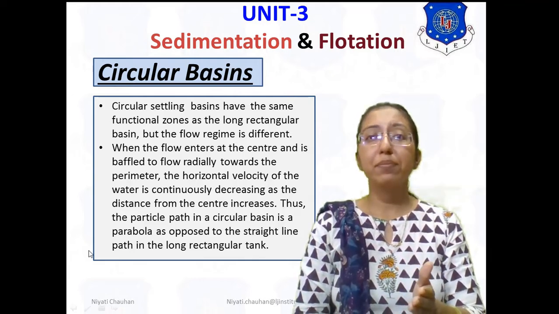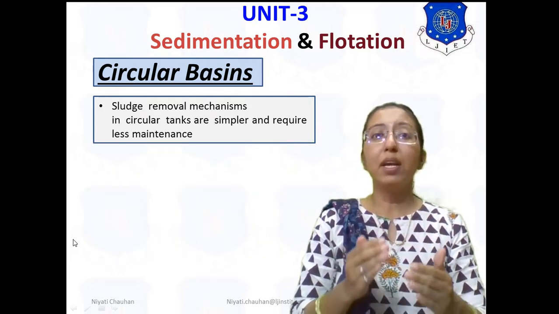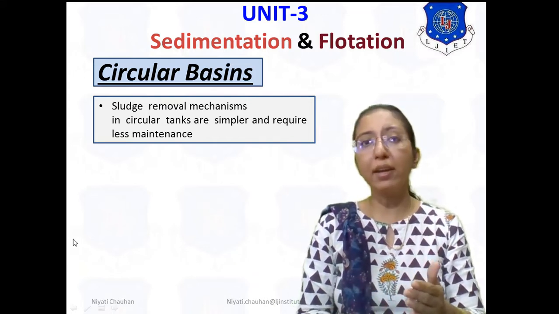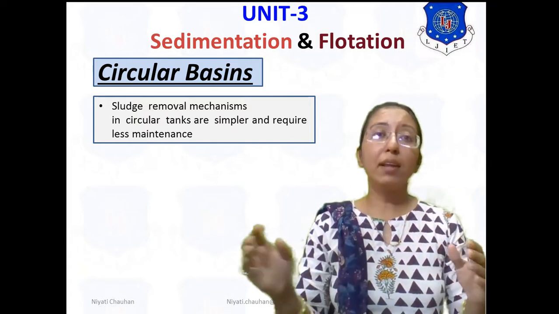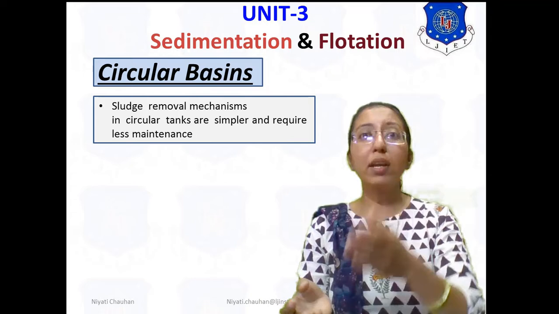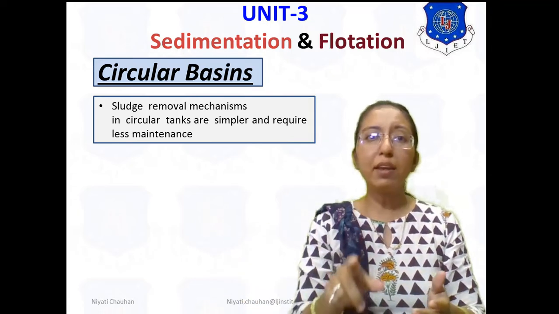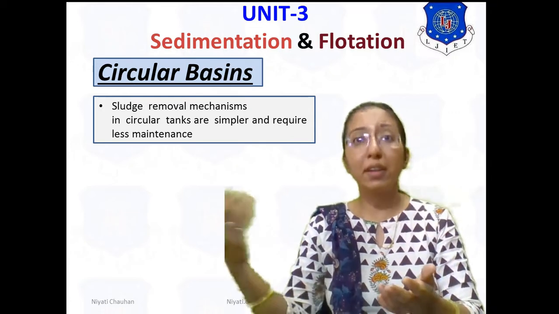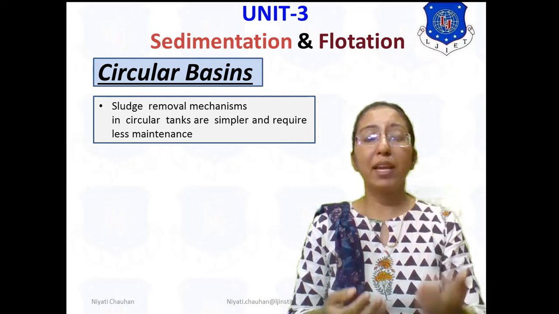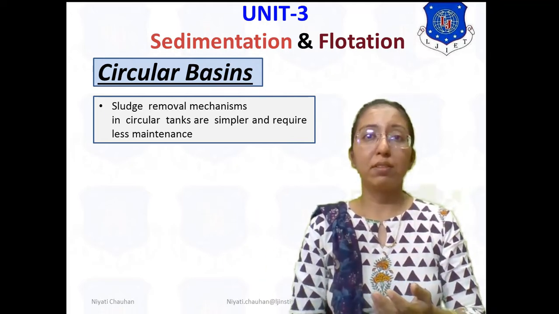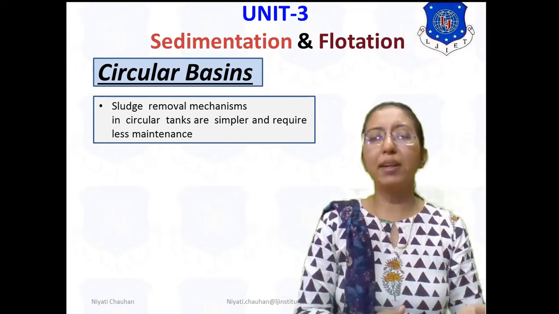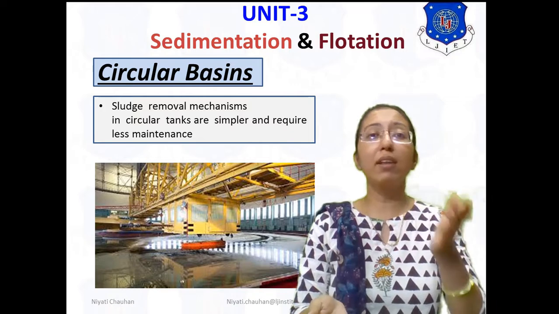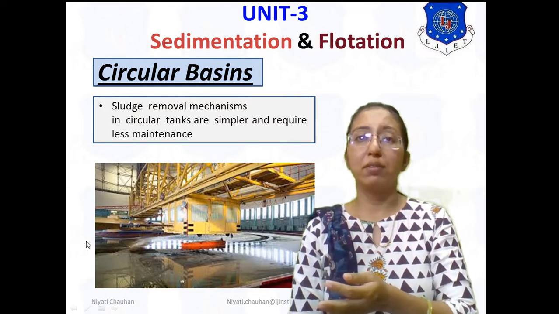Sludge removal mechanisms in circular tanks are simple and require less maintenance. In a long rectangular basin we require a sludge zone, but here no separate sludge zone mechanism is necessary. It is very easy to maintain. So in this diagram you can see the circular basin.